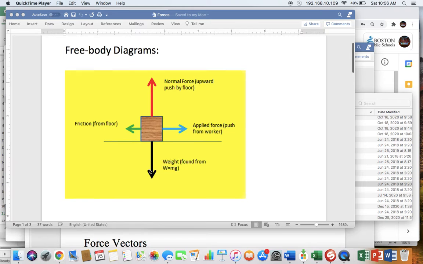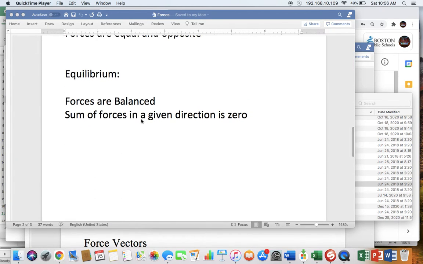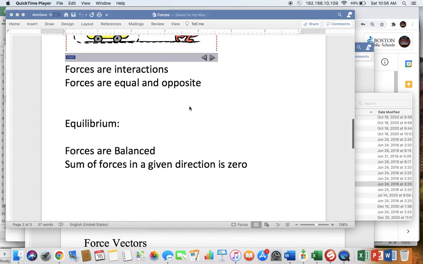All right, so we call this situation of equilibrium, where the forces are balanced, where the sum of the forces in either the y or the x direction is zero. The pluses cancel out the negatives, for instance.